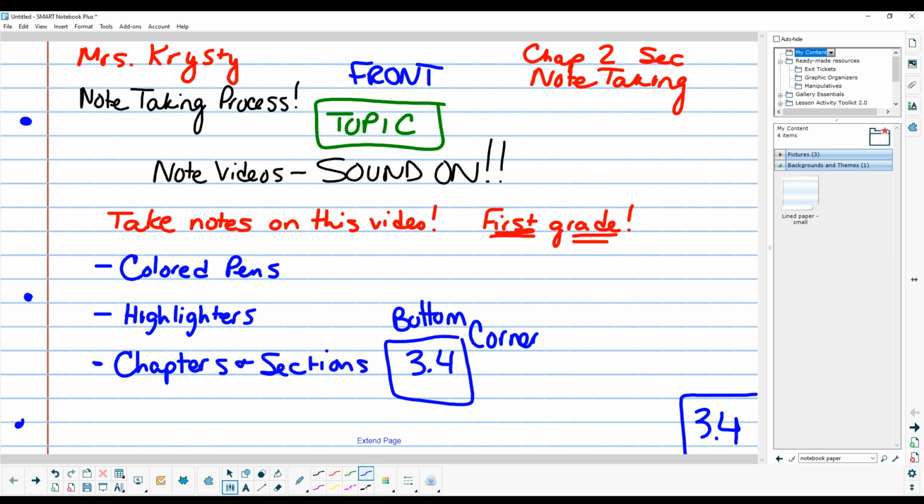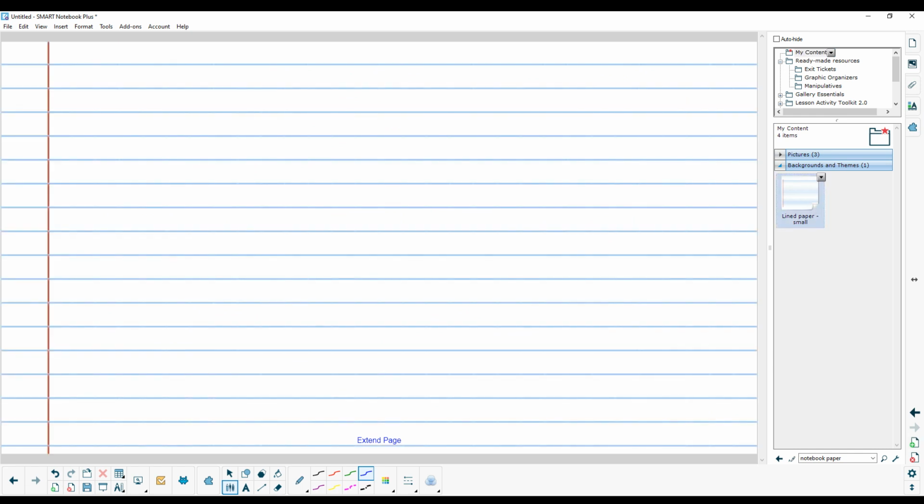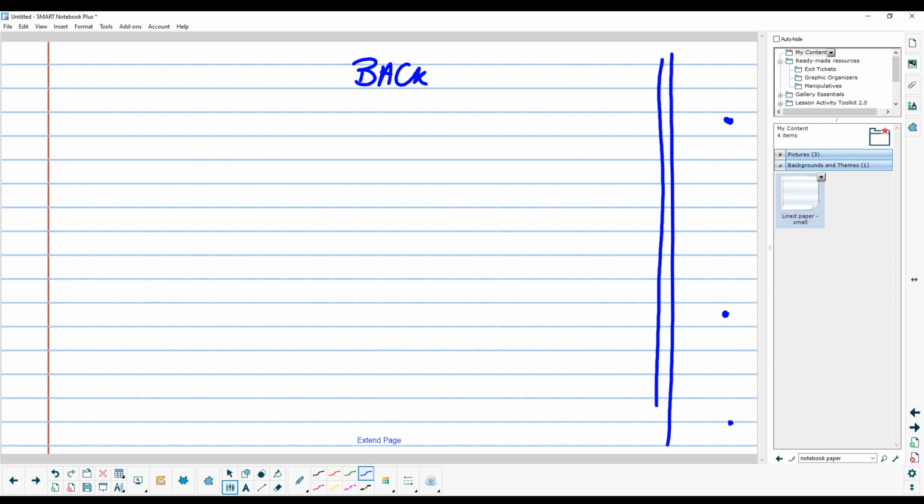But if you have the back of the page, let's say this is the back of the page, then your holes are over here. There are little lines down this side of the paper. Then over here on the outer left-hand corner, I want you to put that 3.4 if you write on the back of the paper. So that's the first thing I want you to know about the notes.